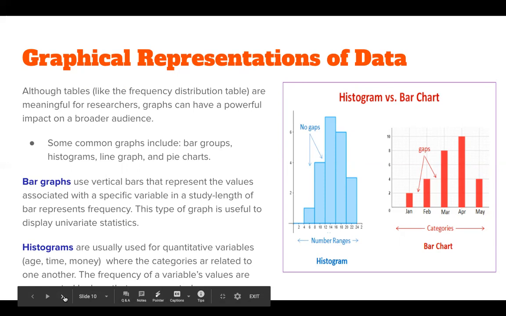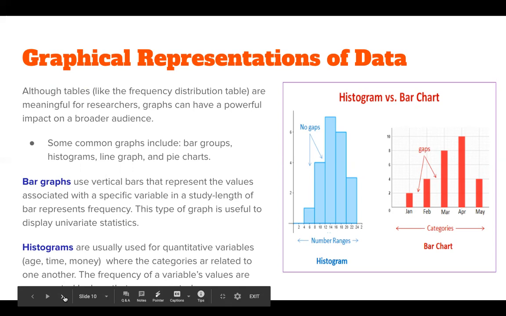You see there that these bars don't touch, and you can use this for either qualitative categorical variables, either nominal or ordinal, or quantitative variables, particularly if those variables are discrete, meaning separate numbers as opposed to continuous. So that's what a bar chart is for.